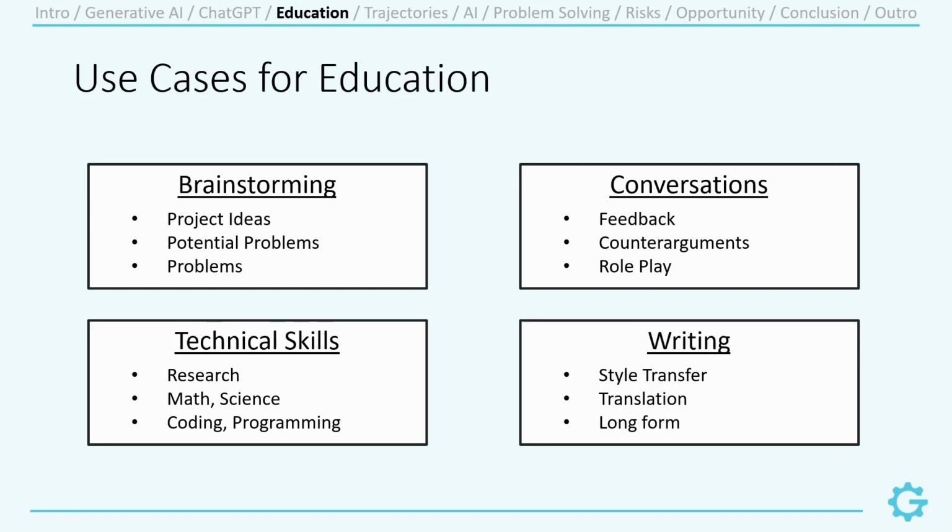Finally, we have writing. One interesting application is the ability for language models to transfer between different styles of writing. For example, switching between talking like Shakespeare to talking like a pirate. And this has a lot of potential to help with things like storytelling. Another helpful area is translation.